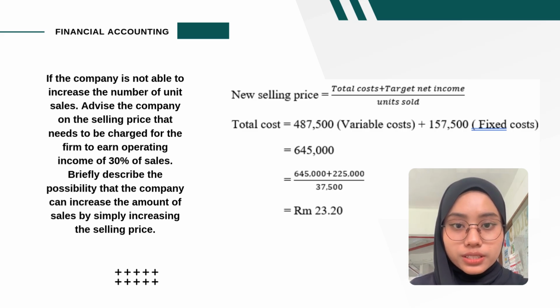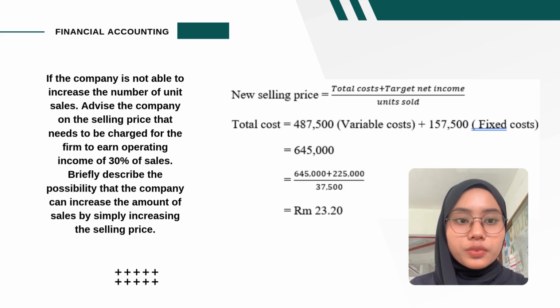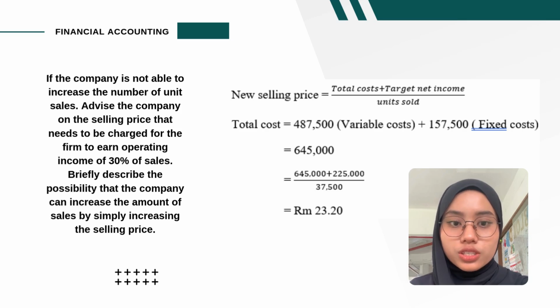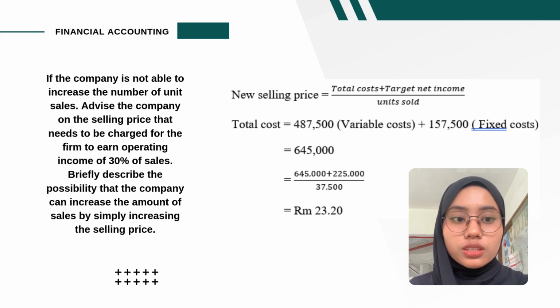The new selling price is calculated as total cost 645,000, variable plus fixed cost, and the target net income is 225,000, and units sold is 37,500. The formula is total cost plus target net income divided by units sold. The result is the selling price must be set at 23 ringgit 20 cent per unit.